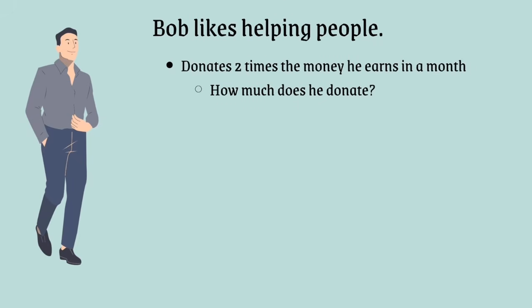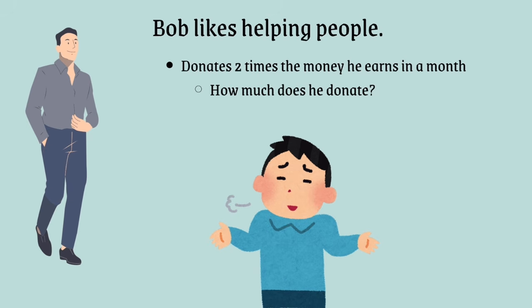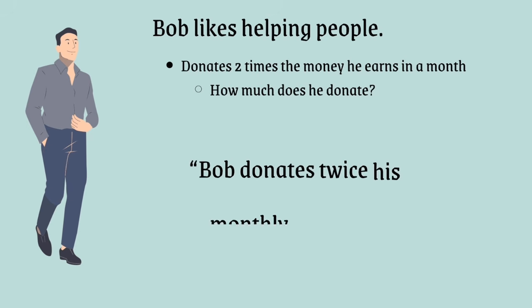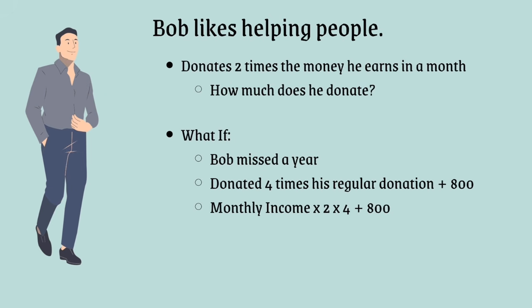Let's say somewhere out there is a guy named Bob. Bob loves helping people. Every Christmas, he donates 2 times the money he earns in a month. How much does he donate? You don't know. We don't know how much he earns in a month, so your final answer would just be: Bob donates twice his monthly income. Simple enough.